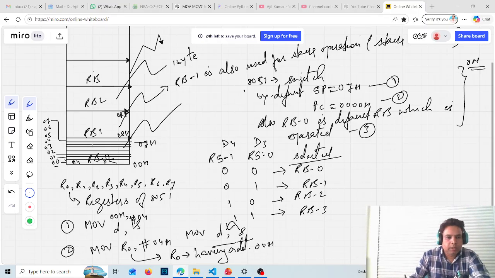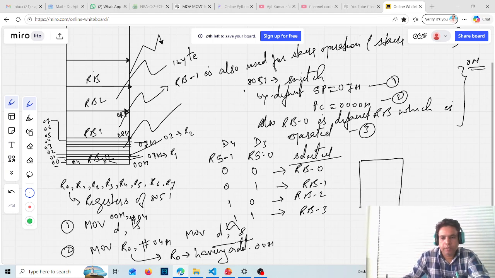Fine. Similarly, the next address is 01. So this 01 is assigned as R1. That is, address 01H is assigned to R1, then 02 for R2, and so on. So I can show you something like this.